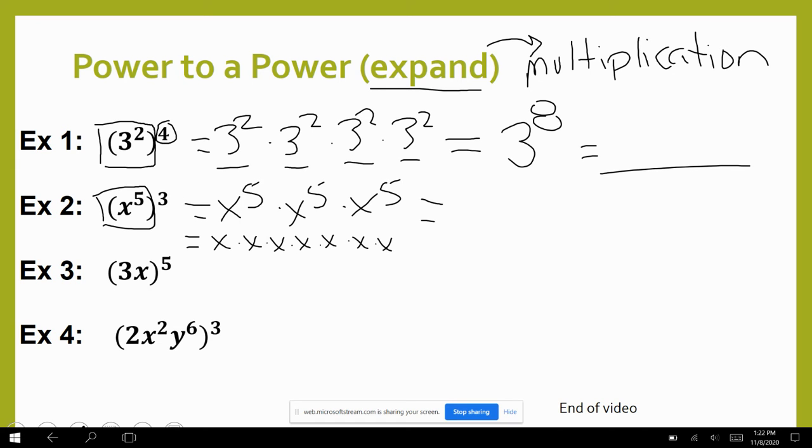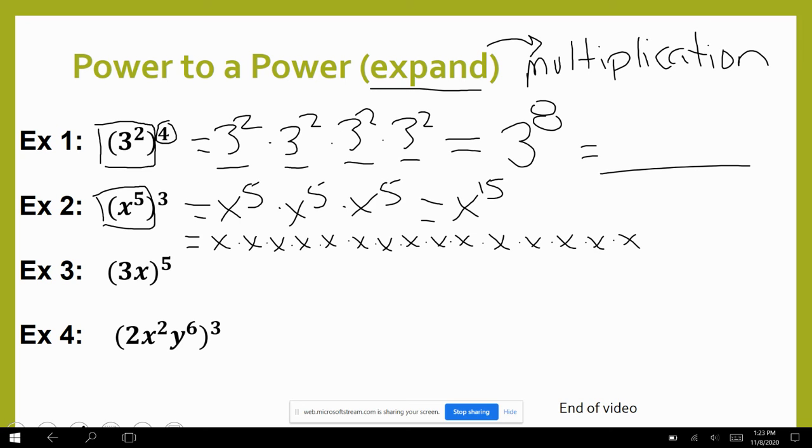So you could do that for each x to the 5th. When in doubt, you could always expand this. If you count your x's, you're going to notice that there's 15 of them. If you keep your base and add the exponents, you're going to notice that 5 plus 5 plus 5 is 15. So your simplified form is x to the 15th.